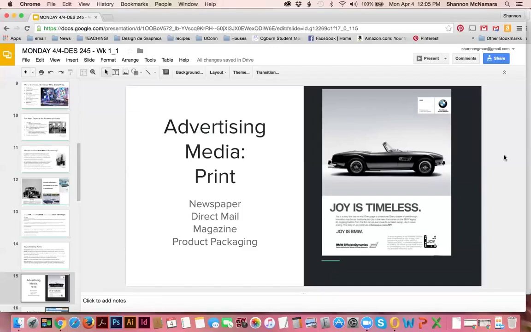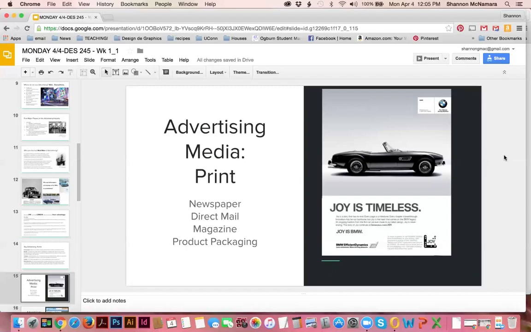If you buy magazines, you'll see lots of different print ads for all different types of products. I think I still get Women's Health, and it's all Nike and L'Oreal and hair care stuff, just tons of ads in there. And then there's also product packaging, which is a form of advertising.